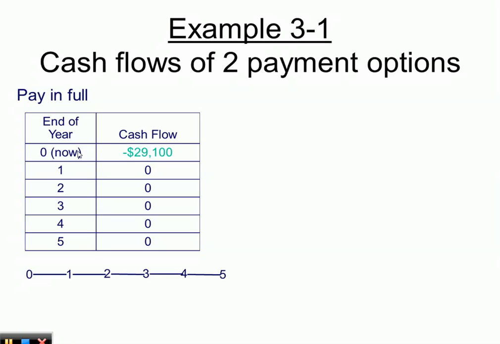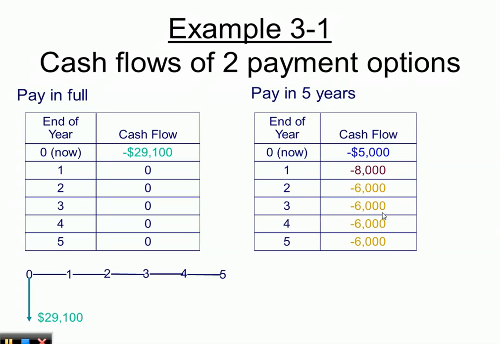So if you plotted a cash flow diagram, the cash flow diagram would look as follows. We would have this arrow pointing down because we have a negative cash flow, and the timing of this cash flow is at time now, which is year 0. So again, there's a second option that we can do. We could pay it in 5 years rather than paying it in full. And then we would have the following cash flows.